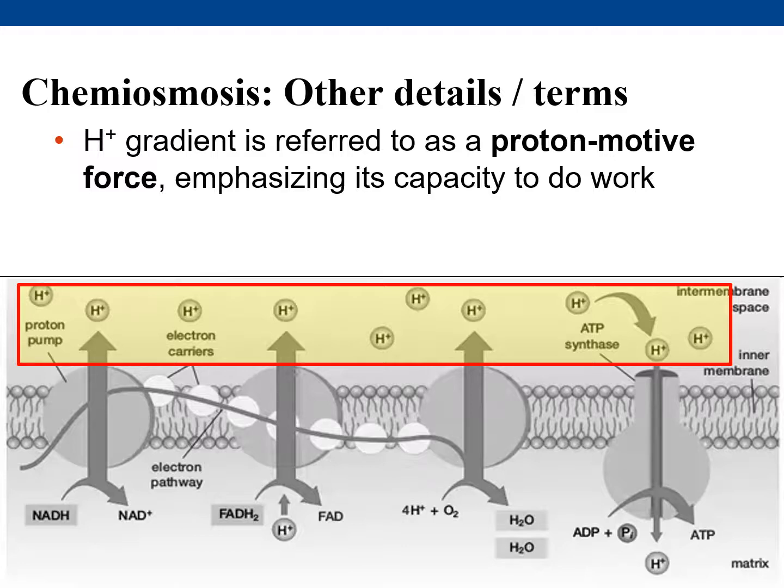Okay, a couple more details about chemiosmosis. This proton gradient is referred to as a proton motive force, and you might see that again when we get into photosynthesis. You might also see that again when we talk about cell transport.